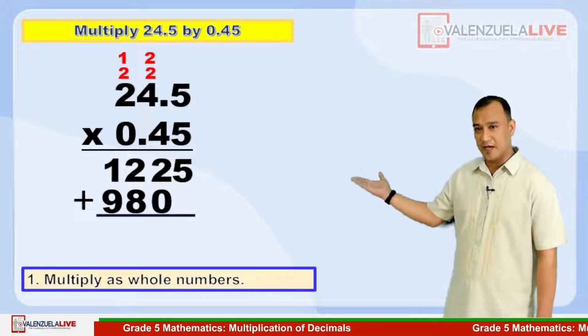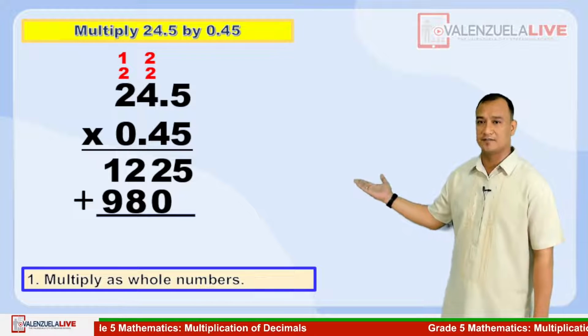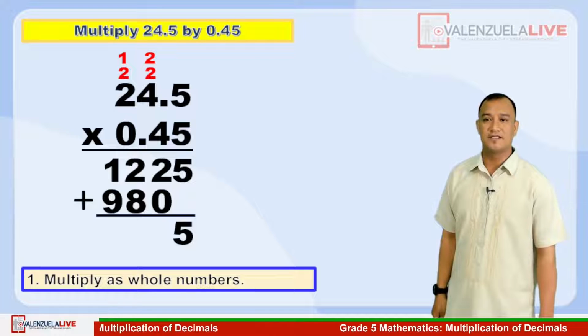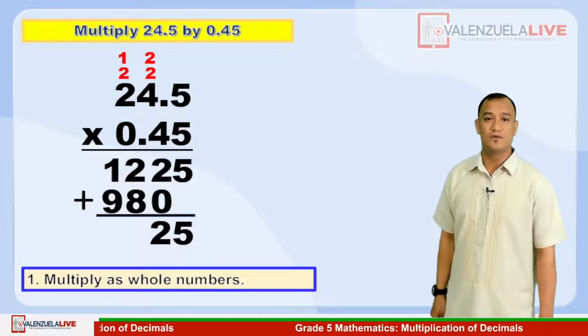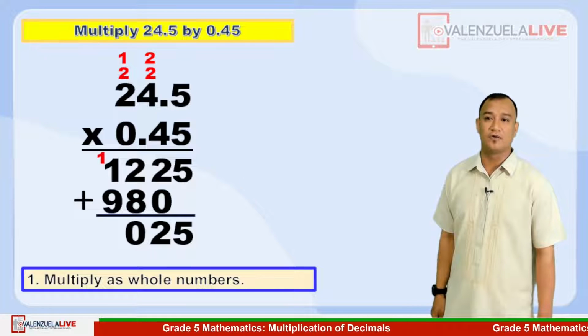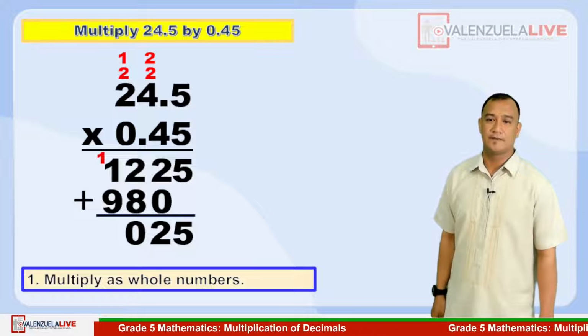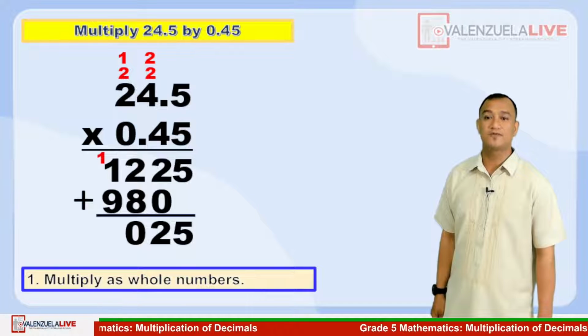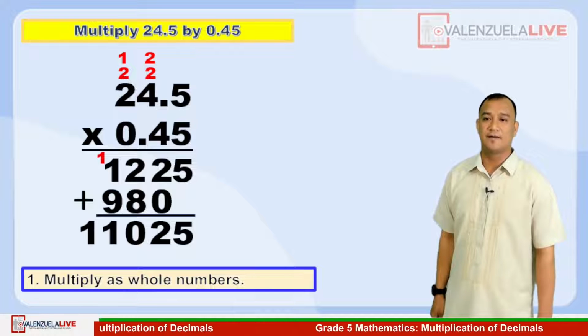Then, let's add the partial products. Bring down 5. 2 plus 0 is 2. 2 plus 8 is 10. Bring down 0 and regroup 1. And then, 1 plus 9 is 10, and plus 1 is 11.